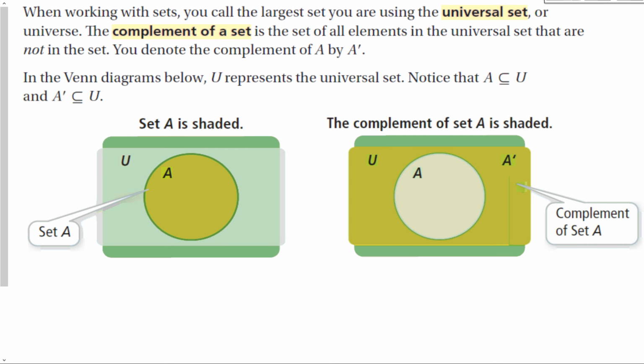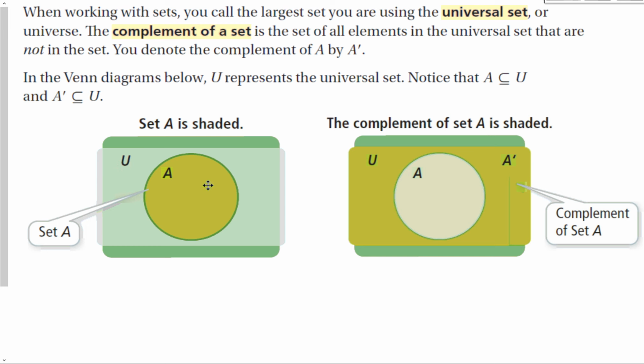When you're working with sets, you call the largest set you are using the universal set, or the universe. The complement of a set is the set of all elements in the universal set that are not in the set you're talking about. You denote the complement by putting this little tick mark above the A. So it's A and A complement. In the Venn diagrams below, the U represents the universal set, and notice how A is a subset of the U, right? A is inside the universe. A is inside this light green, right?